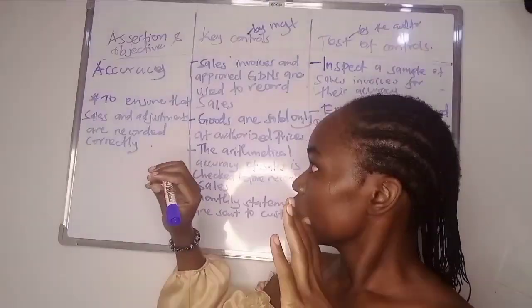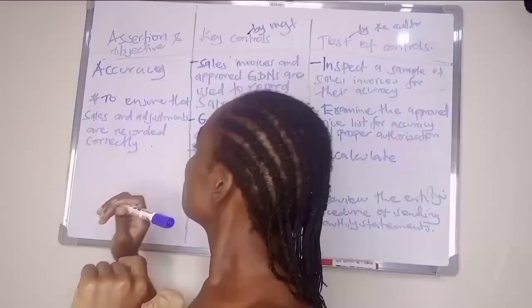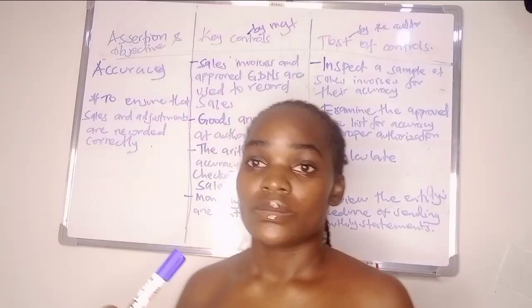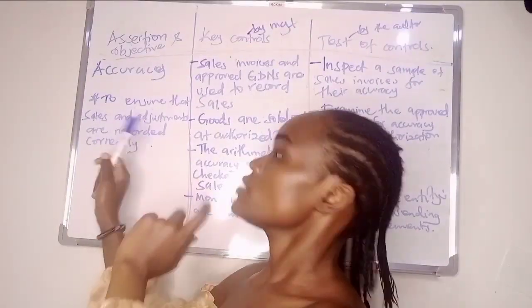So for accuracy, they have to make sure that sales and related adjustments are recorded correctly. So how can management make sure of this?